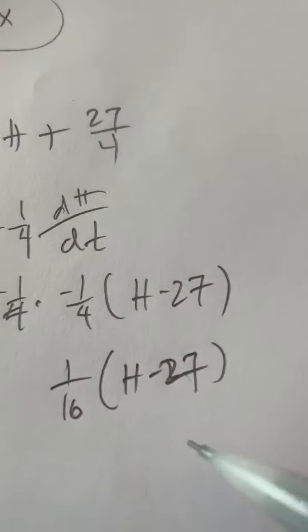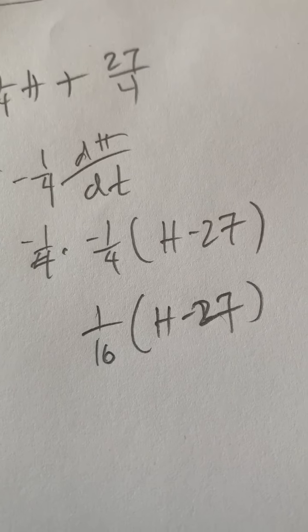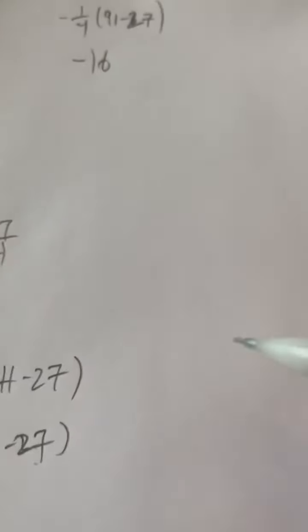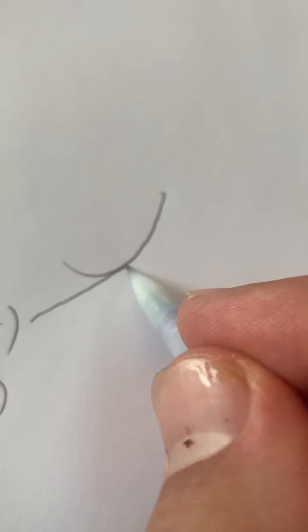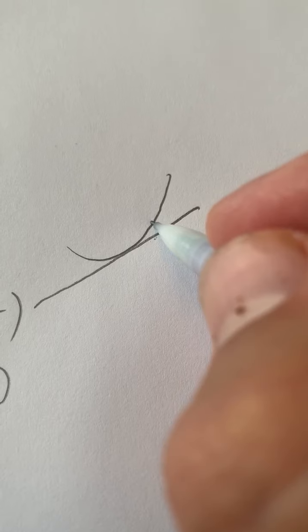Negative 1/4 times negative 1/4 is 1/16, which is positive, times h minus 27. So this is always positive, which means we are concave up. The reason this is positive is that the temperature has to be greater than 27, so we get positive times positive. If we think about a concave up graph, and we draw a tangent line and use a tangent line value to estimate a value.